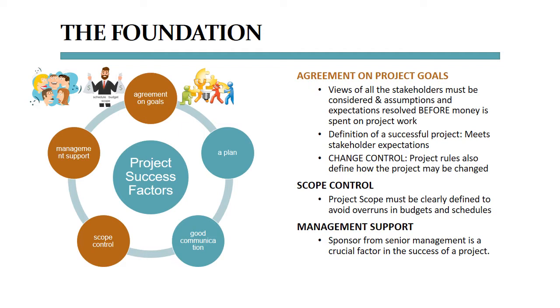One of the definitions of a successful project is that it meets stakeholder expectations. It's the job of the project manager to manage these expectations, and this job begins by writing them down and getting agreement. Project rules document stakeholders' expectations.